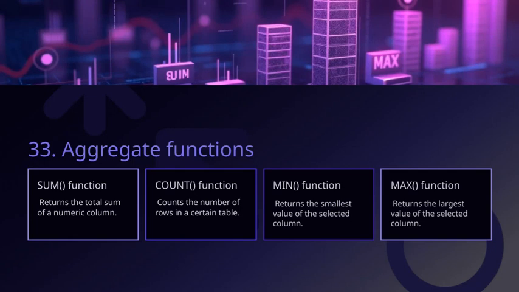Now let's talk about some key aggregate functions that are essential when working with data. First up is the max function, which helps us find the largest value in a selected column. It's really useful when you want to identify the highest figure, such as the top sales or maximum score. Conversely, the min function does the opposite. It returns the smallest value in a column, like the lowest sales or minimum measure.